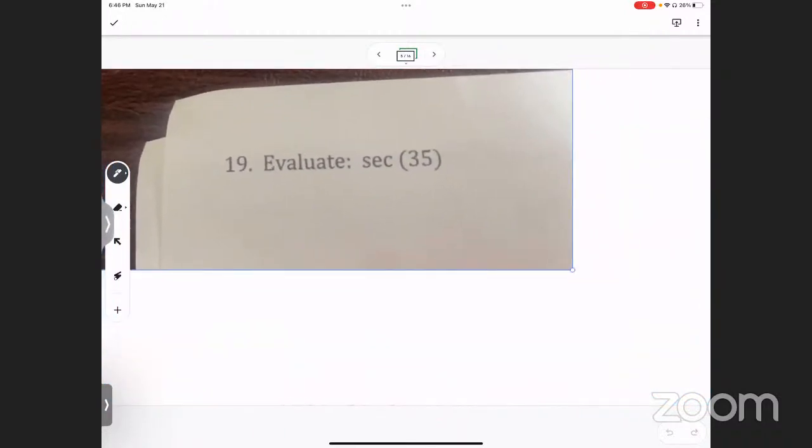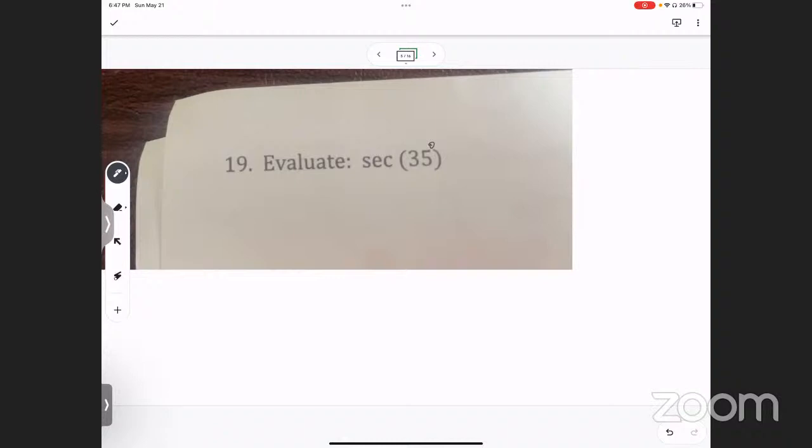Yeah. Evaluate the secant of 35 degrees, I assume. Is that degrees? It doesn't say. It's kind of tricky. What's this unit? It was in trigonometric functions. Or no, it's in graphing trigonometric functions. So I don't know if that helps. Technically it should be the degrees, or it should be the radians, but 35 is a big number.